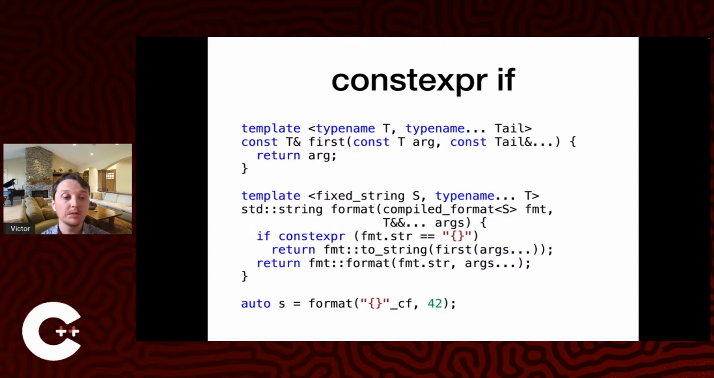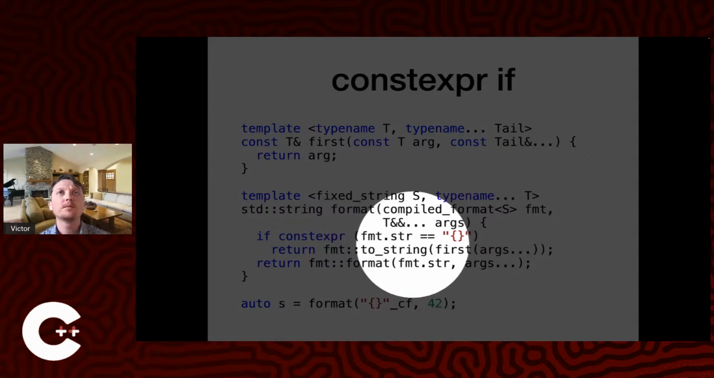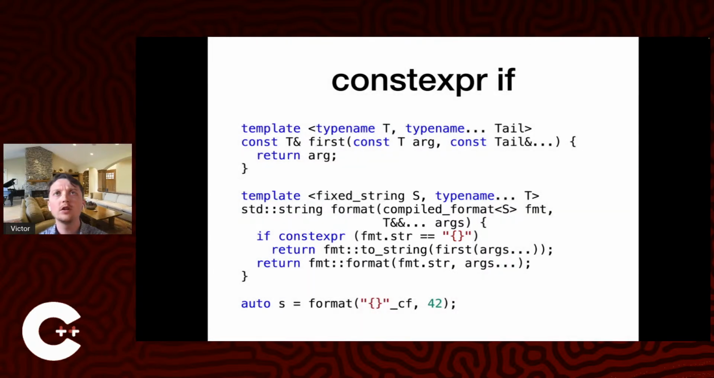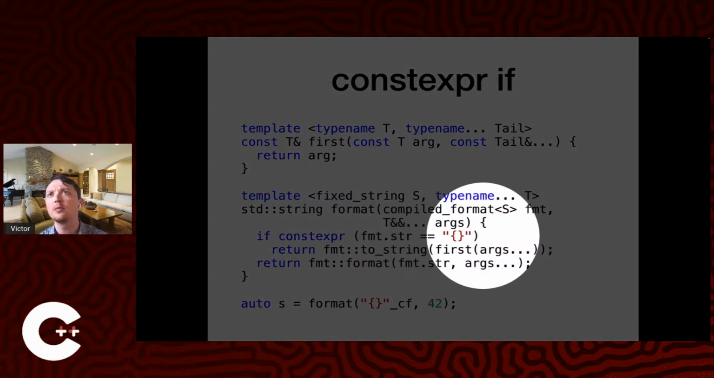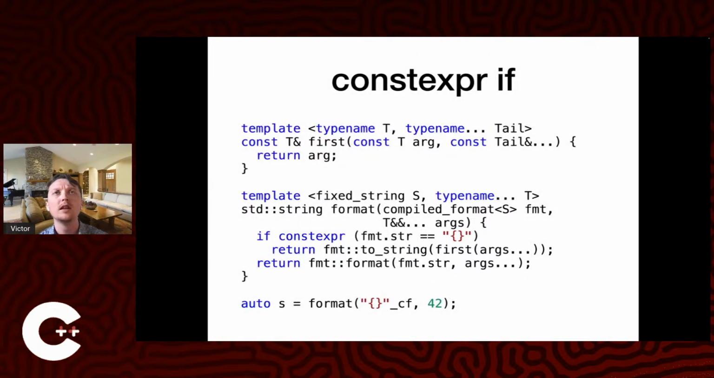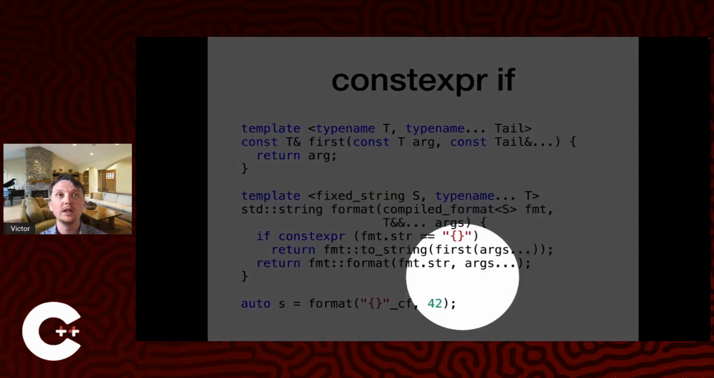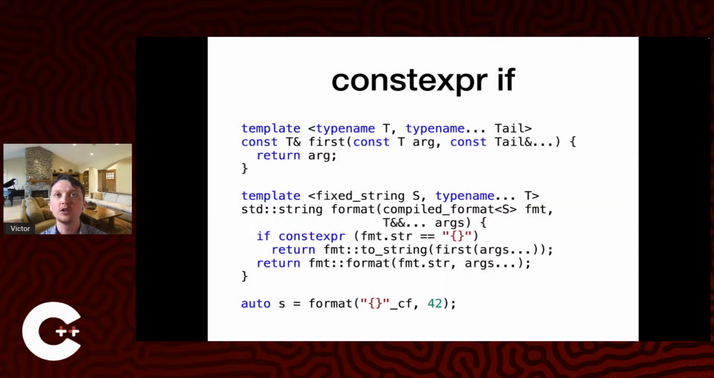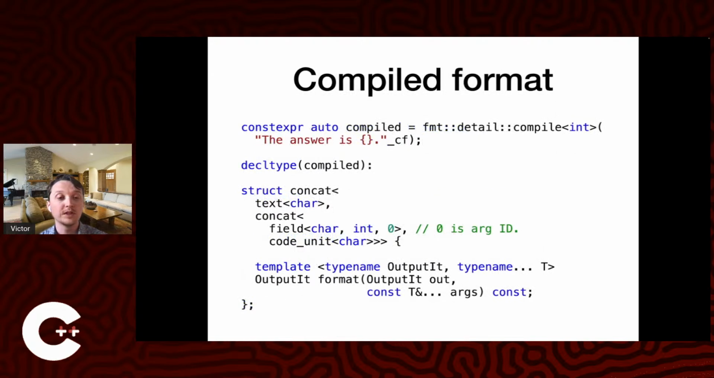Alternatively, we could use template metaprogramming instead of if constexpr, but it would be much messier. So what we do here in format, we check if the format string is just curlies. If it is, then we know it's a default formatting. We extract the first argument here using a simple helper function defined at the beginning of the slide and pass it to to_string, so nothing fancy. And then when we actually use it here, it will be translated into a call to to_string. So this is a special case of format string compilation.